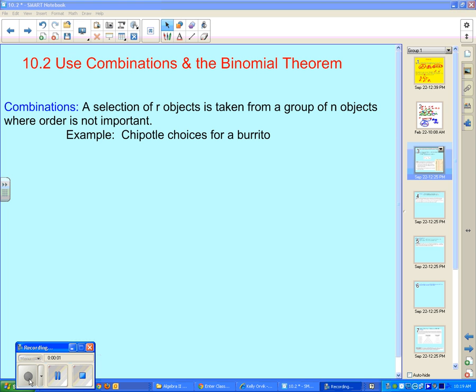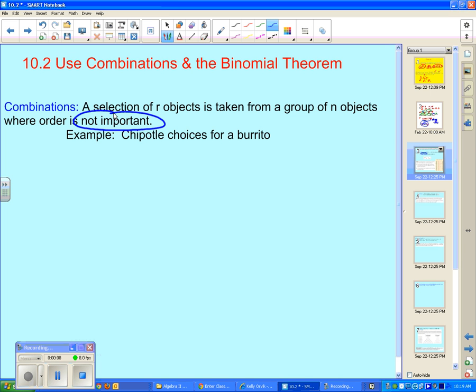The difference between combinations and permutations is that order is not important. Not important for a combination.